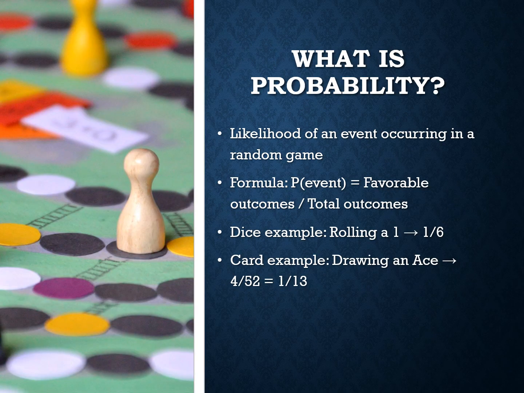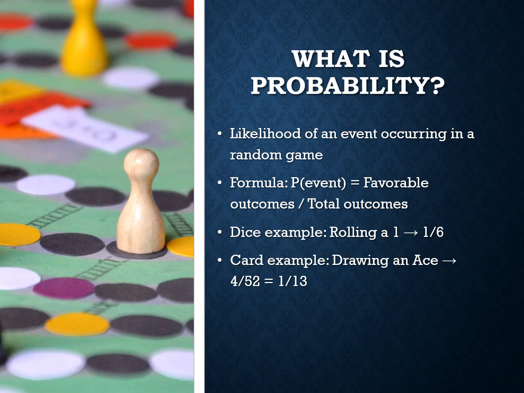Probability measures the likelihood of a specific event. It's calculated as the number of favorable outcomes divided by the total number of outcomes. For example, rolling a 1 on a fair six-sided die has a probability of 1 out of 6. Another example: in a standard deck of 52 cards, the probability of drawing an ace is 4 out of 52, or 1 out of 13. This is the same probability for every other card in the deck. Of course, odds change as more and more cards get pulled from the deck.